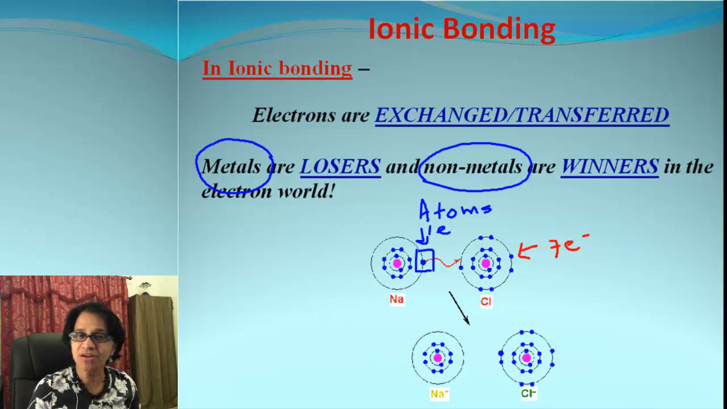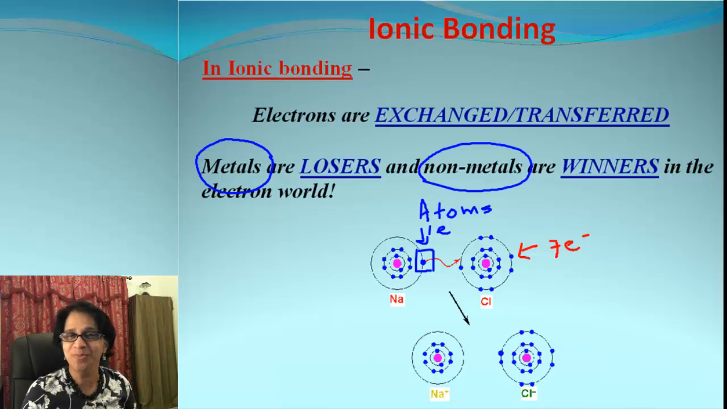Now as per the Octet Rule, they both want to be happy and they want to get to the noble gas state. So what do they do? Sodium decides to lose the electron and chlorine decides to gain. So when sodium loses the electron, what do we get? We only have 2 orbits for sodium, but now the outermost orbit, which is the second orbit, has 8 electrons. And when chlorine gains that electron, now chlorine also gets 8 electrons.